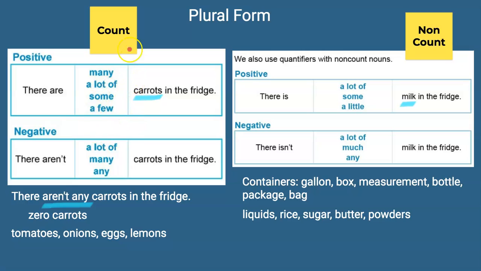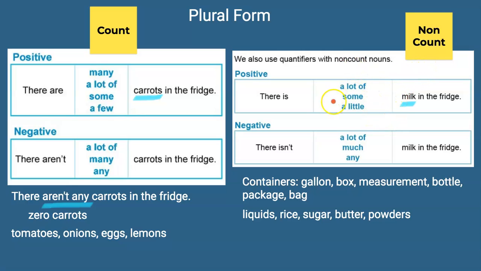Inside the table here under the count nouns are some examples of positive and negative statements. Some of these statements are already self-explanatory, but I want to point out the very last one, the quantifier any, on how to use this in a negative statement, or it is actually used in a negative statement alone. If you say there aren't any carrots in the refrigerator, that means that there are no carrots left in the refrigerator. 0 carrots, none. So let's move on under the non-count noun tables.